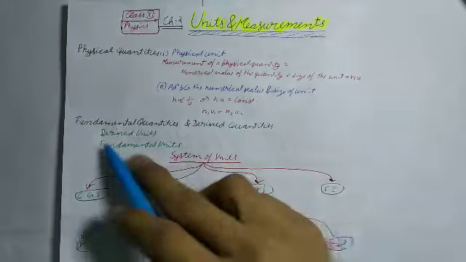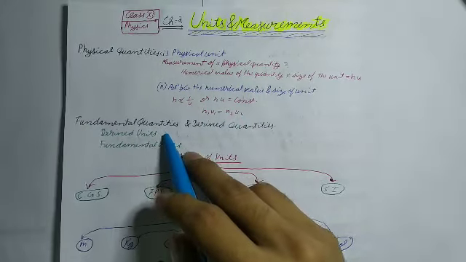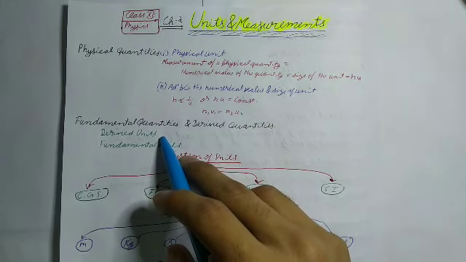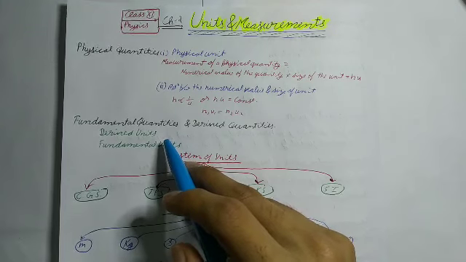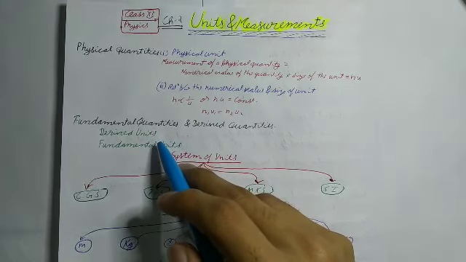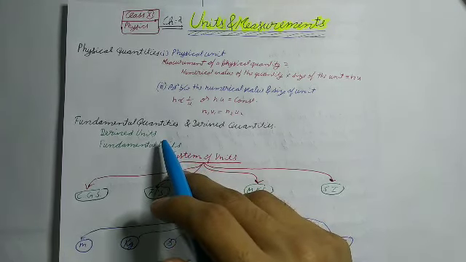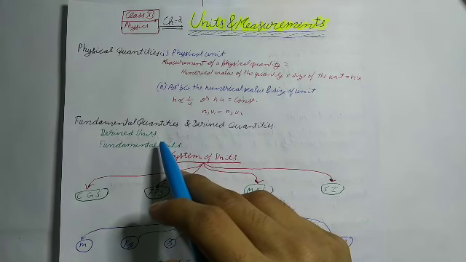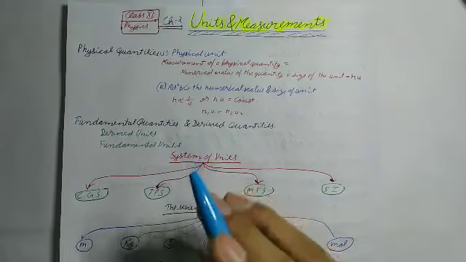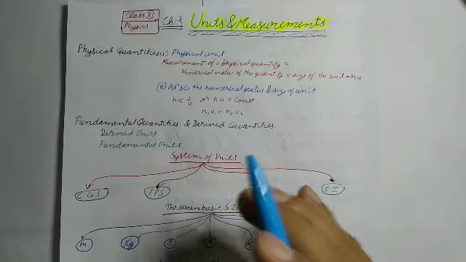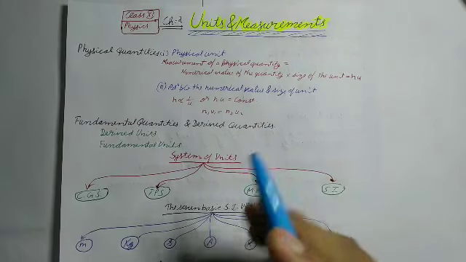Now fundamental quantities: the physical quantities which can be treated as independent of other physical quantities and are not usually defined in terms of other physical quantities are called fundamental quantities. The 7 fundamental quantities are mass, length, time, electric current, temperature, luminous intensity, and amount of substance.